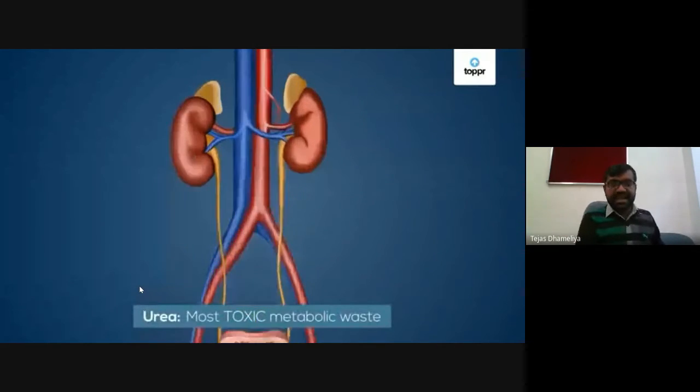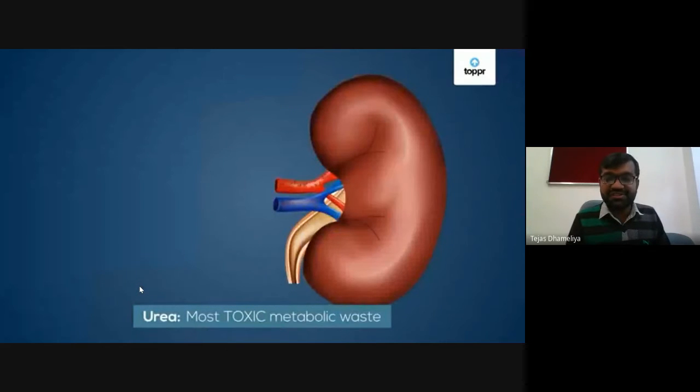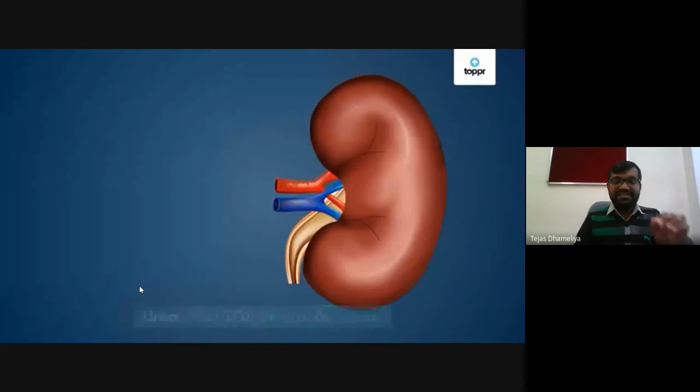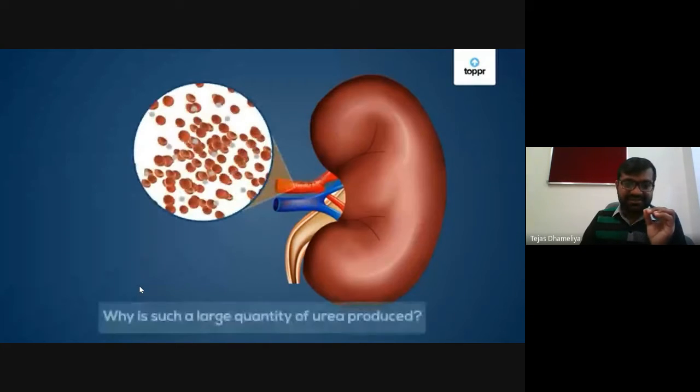I'm showing one step back, and now I am showing the structure of this kidney. Urea, which is one of the toxic metabolites. Why urea?